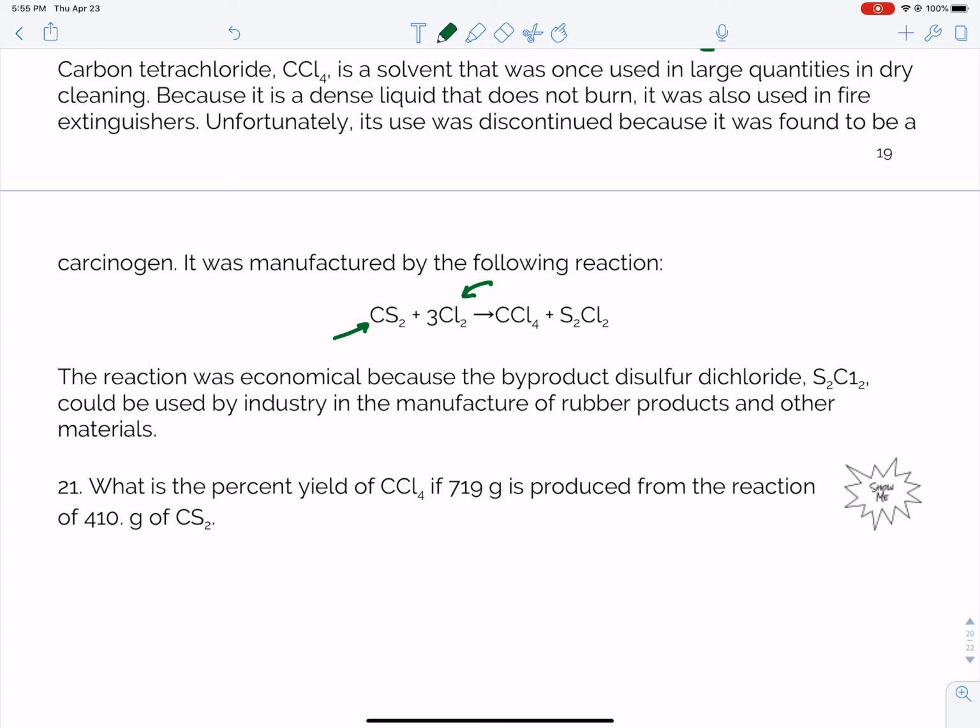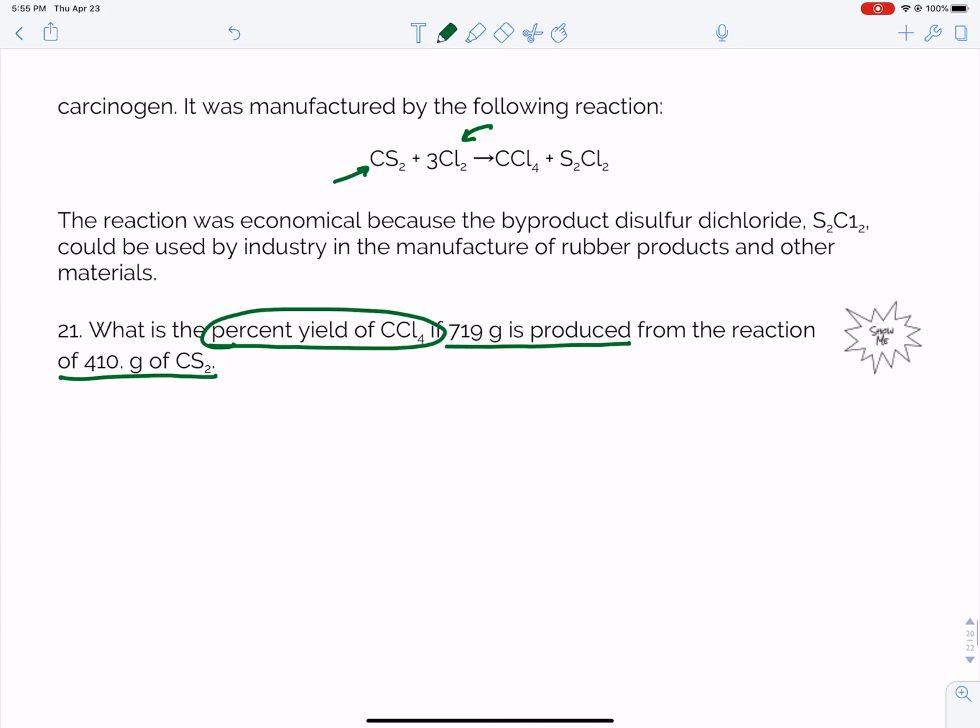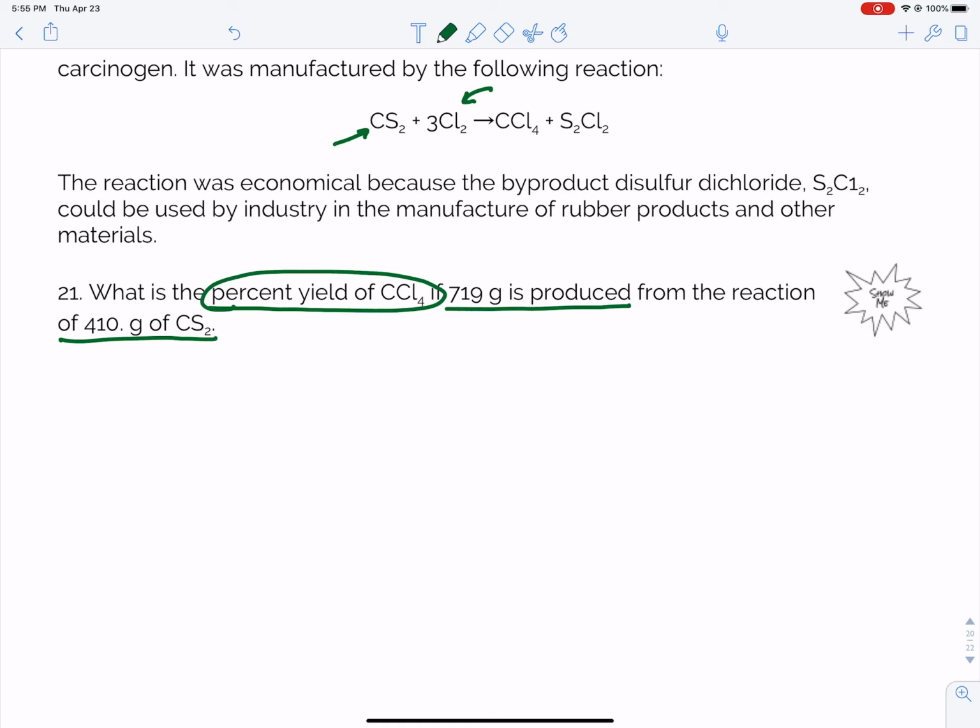So the question says, what is the percent yield, right? If 719 grams is produced from the reaction of 410 grams of carbon disulfide. So what do you do? Read the question and figure out what those numbers actually represent. What a lot of students want to do is say one of those numbers is the actual yield and one of those numbers is the theoretical yield. That is almost never the case.